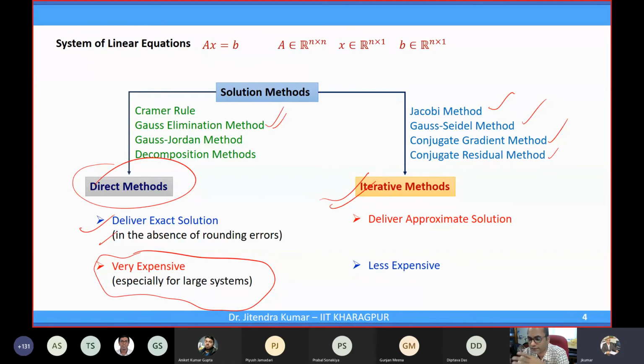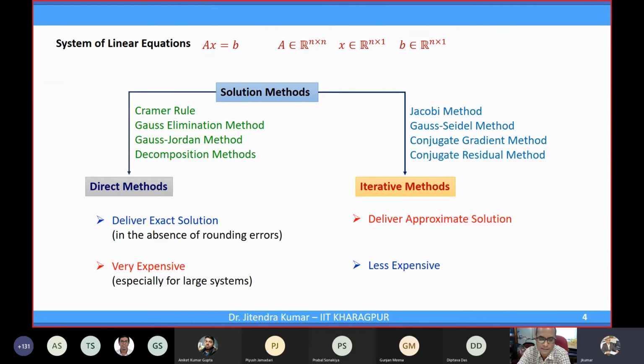In iterative methods, the idea is that you start with some initial guess of the solution. Then with your iterations, you keep improving that initial guess. After a few iterations, maybe 100 or 200 or 500, you will get a solution which is quite accurate, not exact, but quite accurate. So this is the idea of these two categories of methods. Is this slide clear?